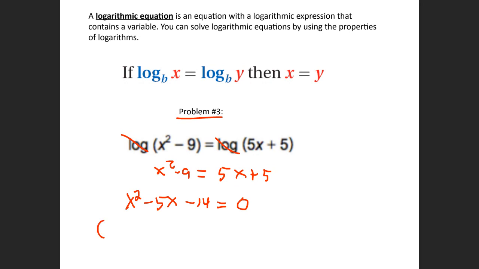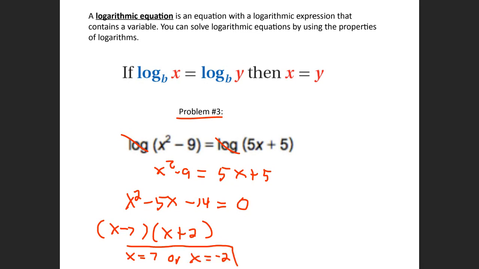I'm going to hope like heck that this thing factors. 7 and 2. x minus 7, x plus 2. Oh, Mr. Shanklin, you're making us factor things again? Okay, so it factors down to this. So what's my solution? x equals 7 or x equals negative 2. That wasn't too bad. However, that was one of the easier ones.